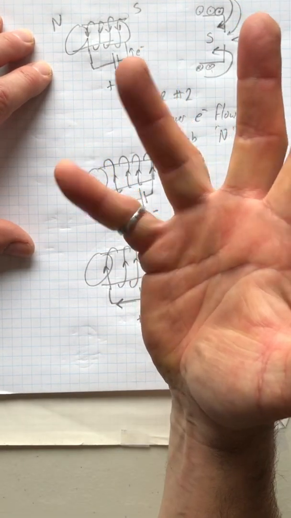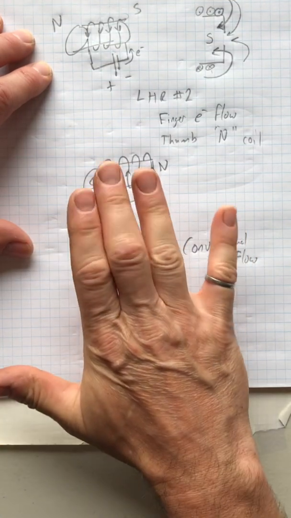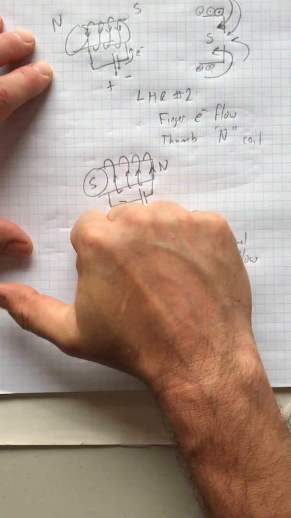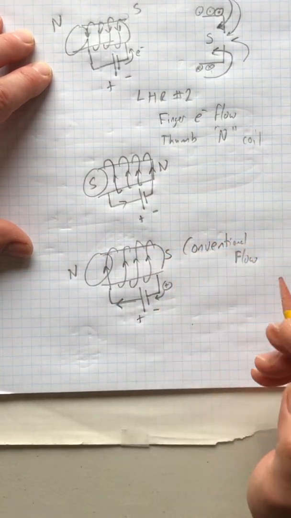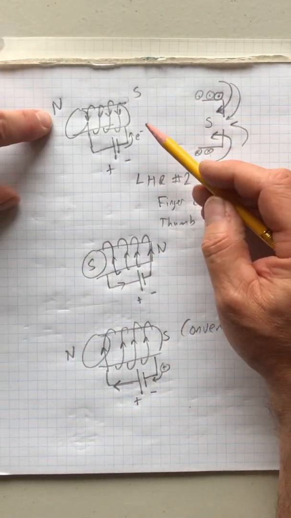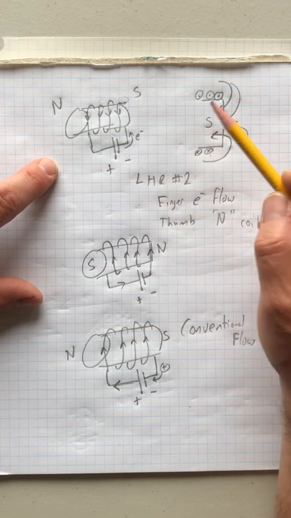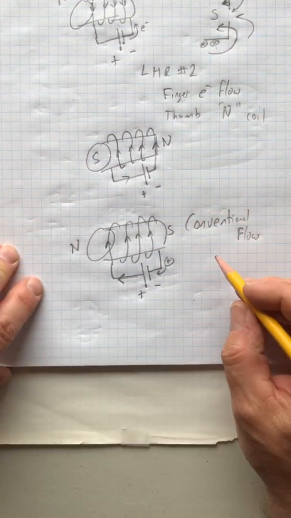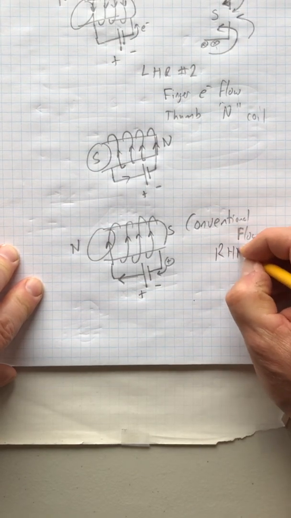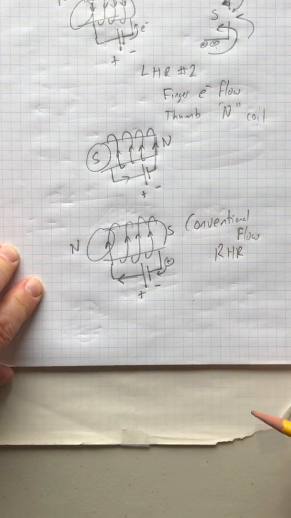You can use your right hand, and my fingers are going to go up the front, down the back, and my thumb is on this side, so this will be north. Okay, exactly the same as you got up here. Here you were thinking electrons, you use the left-hand rule. Here you're thinking positives move around, then you can use the right-hand rule. Same thing, just the other hand.